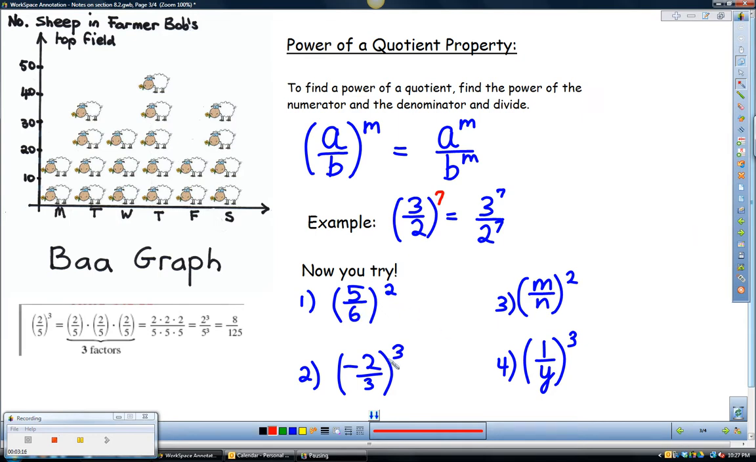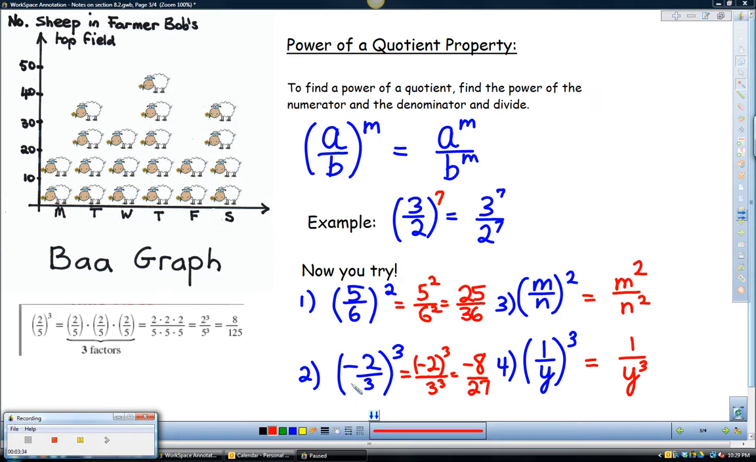Now I want you to try these on your own. Remember that the exponent goes to the numerator and it goes to the denominator. Pause the recording and see what you can do. So here I went ahead and applied the exponent to the 5 and to the 6, and I got 5 squared over 6 squared, 25 over 36.